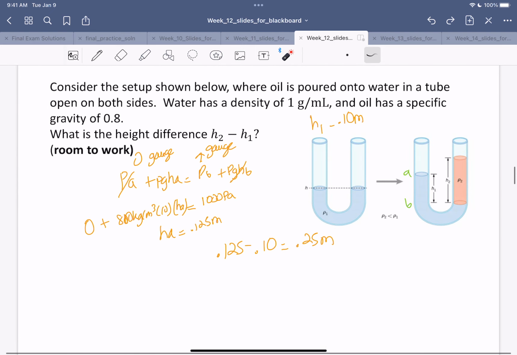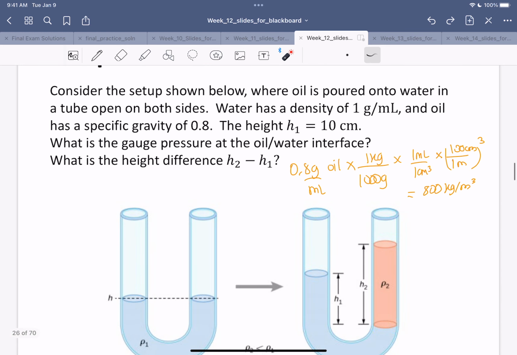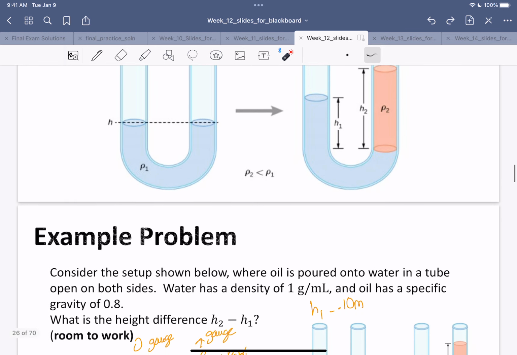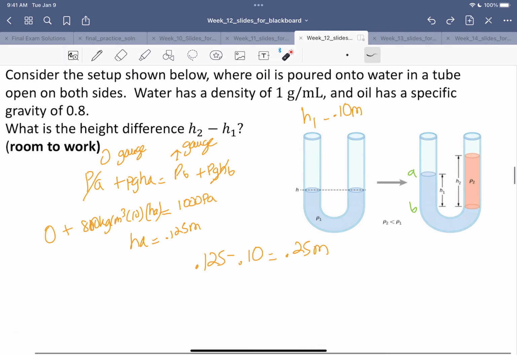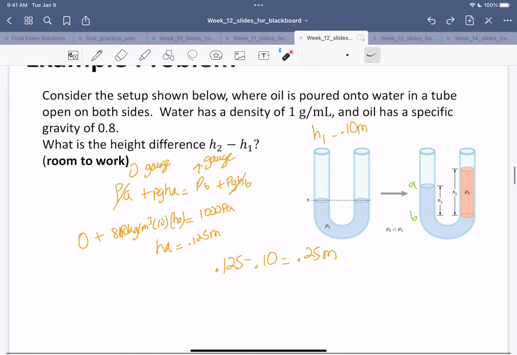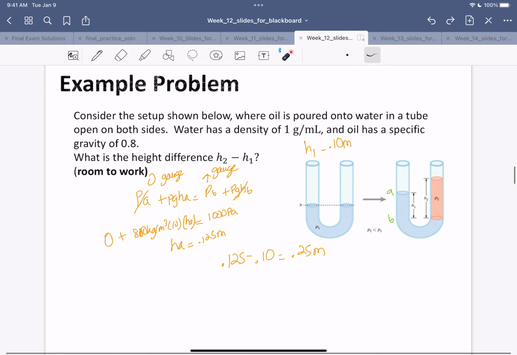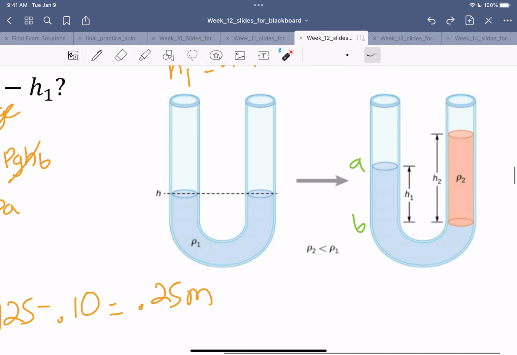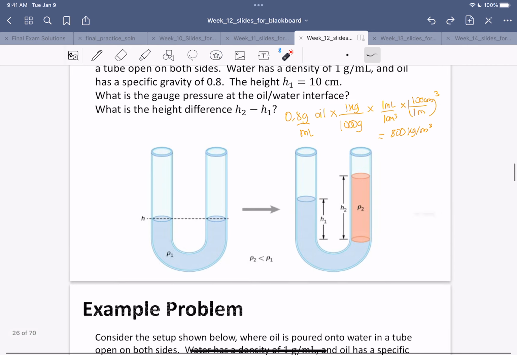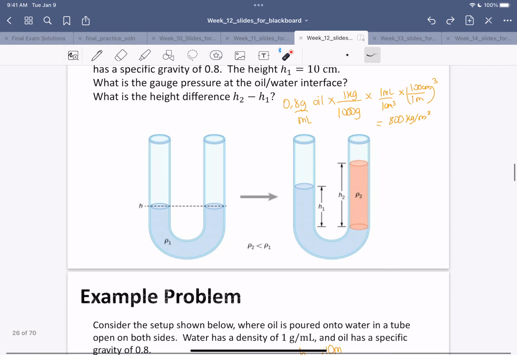Now, I think they're asking first, what is the gauge pressure? I don't know why they asked for the height difference first, but let's see here. Yeah, okay. So let's start with the height difference first, okay? If they want the height difference between H2 and H1, H2 minus H1, right? Then I can use the hydrostatic pressure equation to figure out H2. So they gave us H1, that's 10 centimeters. I want to figure out what H2 is.